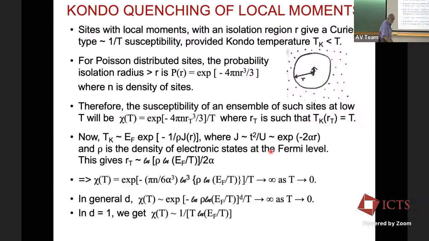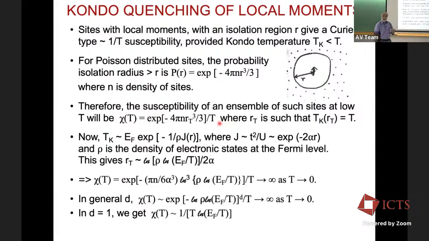And so that probability is just given by the Poisson probability. If you have a density n of sites, then the probability that there is no other site within a distance r is e to the minus 4 pi n r cubed over 3. So the susceptibility of an ensemble of such sites at low temperature is given by basically the number of them divided by T.